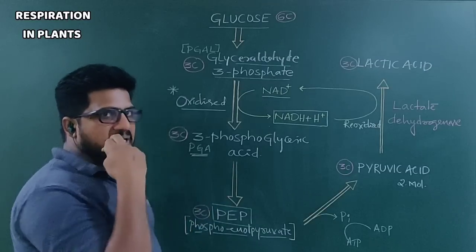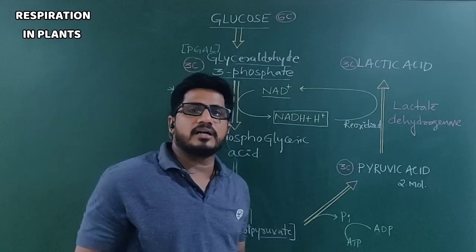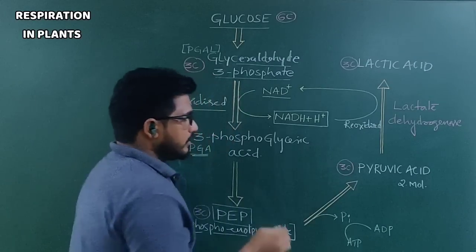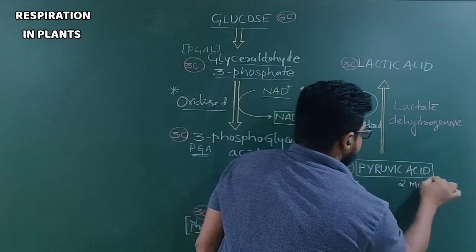But we are not discussing glycolysis, so I made this entire chart into a very short mode. So pyruvic acid is the product of glycolysis, there is no doubt.